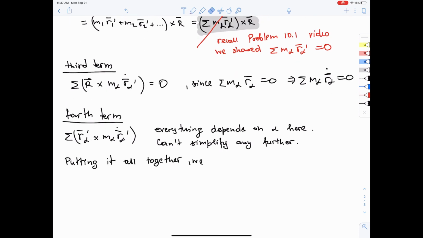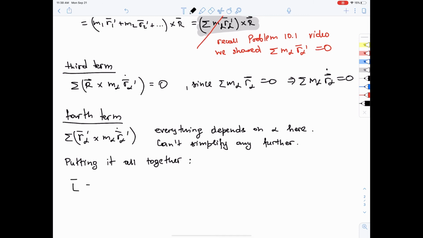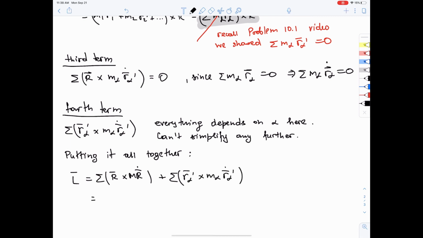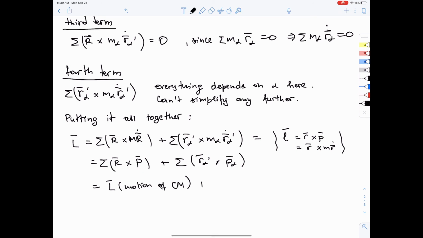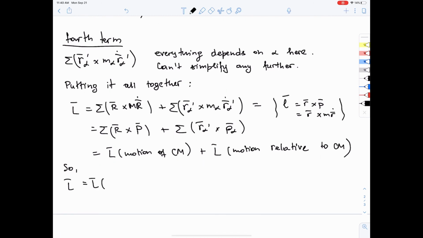And so if we put it all together, we get the expression for the angular momentum. Then we can use, again, the original definition of the angular momentum to say that the angular momentum of the total system of a rotating and moving rigid body is the angular momentum of that body relative to the center of mass plus the angular momentum due to the motion of the center of mass itself.